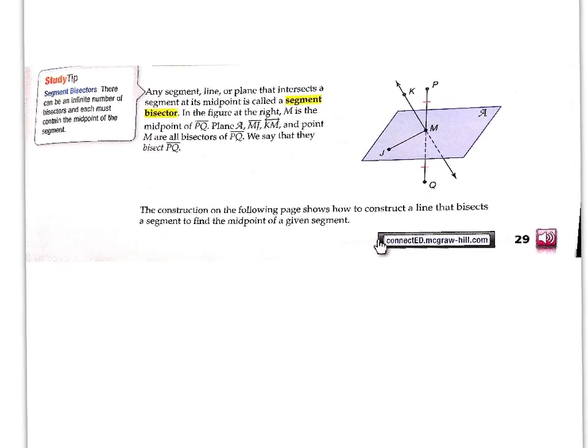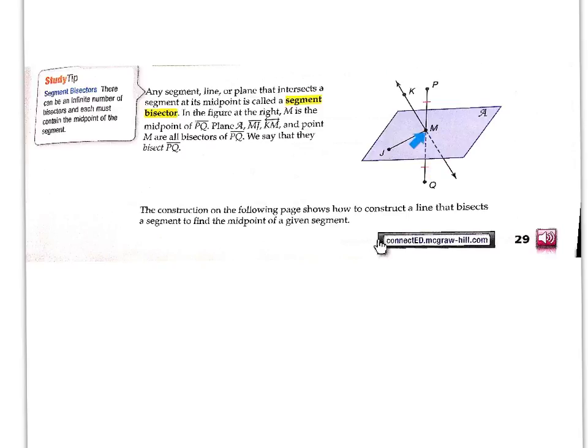Then we talk about this term segment bisector. All a segment bisector is something that goes through the middle of a segment. So if PQ is a segment, this is a segment bisector. This line is a segment bisector. It goes through the middle.